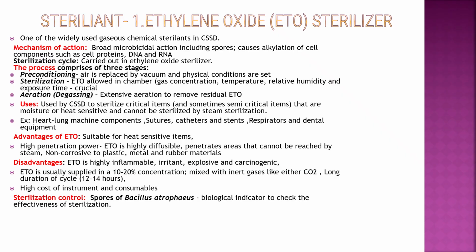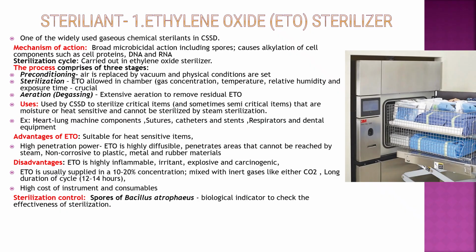Ethylene oxide or ETO sterilizer is most commonly used in the CSSD. Mechanism is microbicidal, where it causes disruption of all the cell components, that is cell proteins, DNA and RNA. The sterilization cycle is carried out in 3 stages: first preconditioning, then sterilization, and then aeration. Preconditioning, air is replaced by vacuum. Sterilization, ETO is allowed in the chamber, so gas concentration, temperature, humidity, and exposure time should be noted. Then aeration, that is degassing, extensive aeration to remove residual ETO because ETO is toxic and carcinogenic.